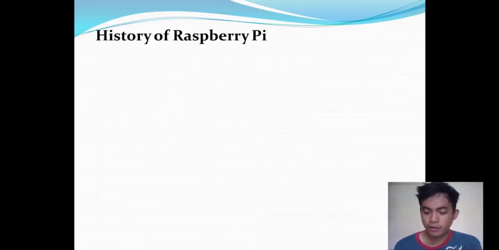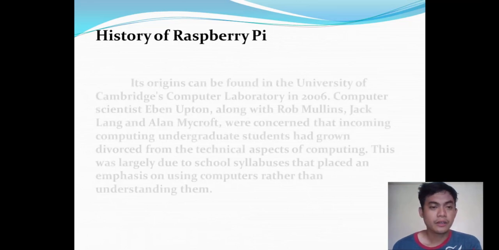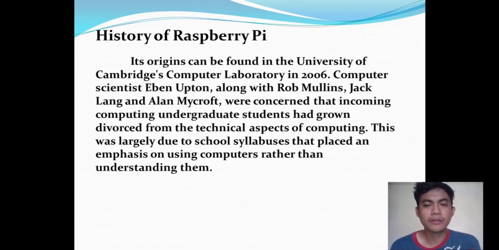So, the history of Raspberry Pi. Its origins can be found in the University of Cambridge Computer Laboratory in 2006. The computer scientists Eben Upton, along with Rob Mullins, Jack Lang, and Alan Mycroft, were concerned that incoming computer science undergraduate students had grown divorced from the technical aspects of computing. This was largely due to a school syllabus that placed an emphasis on using computers rather than understanding them.